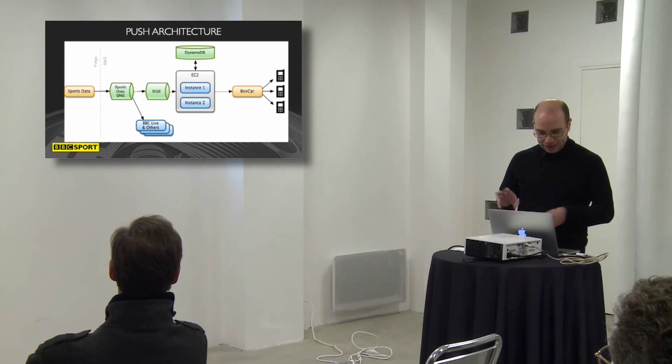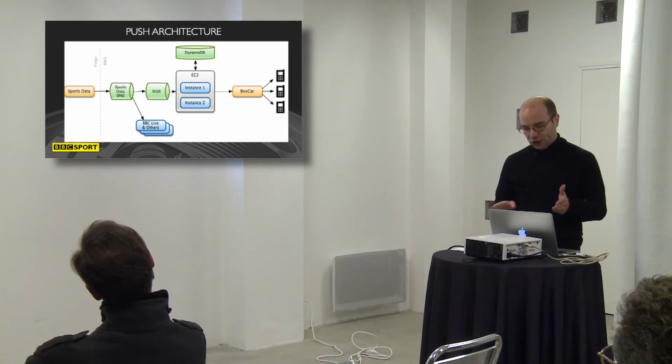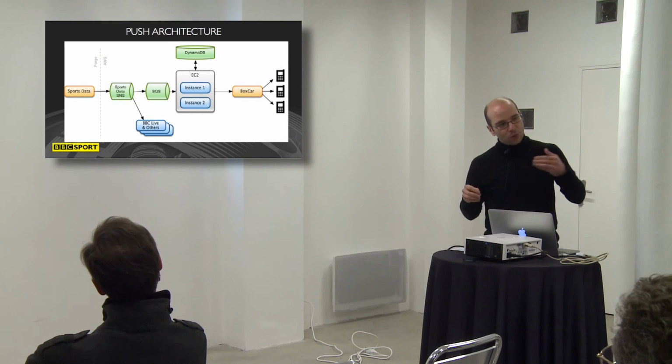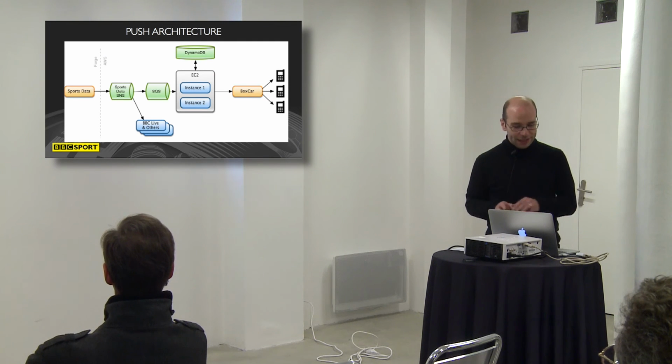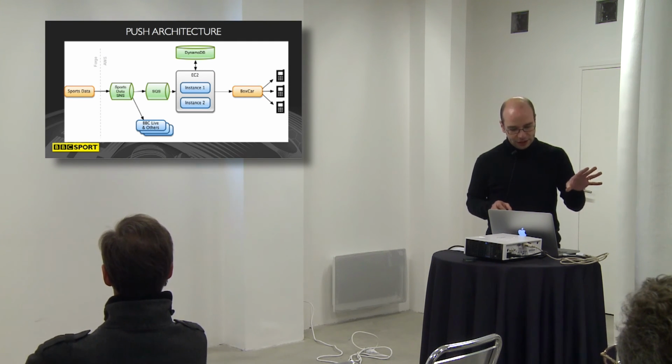And they have quite a complex architecture, with many layers that end up at Boxcar, and we're pushing to the device. They're also using EC2 on the back end. They have a queuing mechanism and sport data. So that's interesting, sport data.